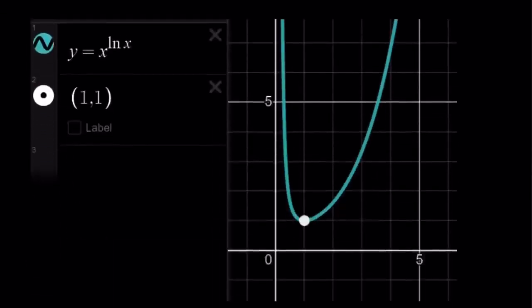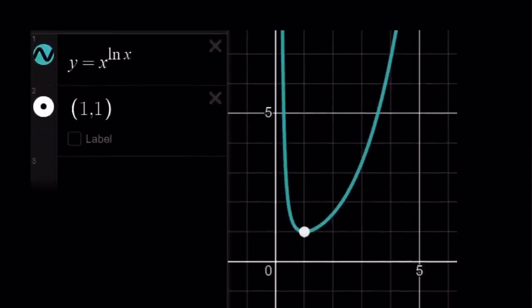Great, let's go ahead and take a look at the graph. I just wanted to share this with you real quick. I believe I gave you a sneak peek of this yesterday. So we have the following function. The function that I was asking about was y equals x to the power ln x. It's an interesting function. Let me tell you why.